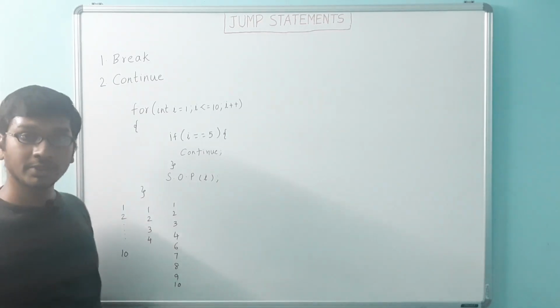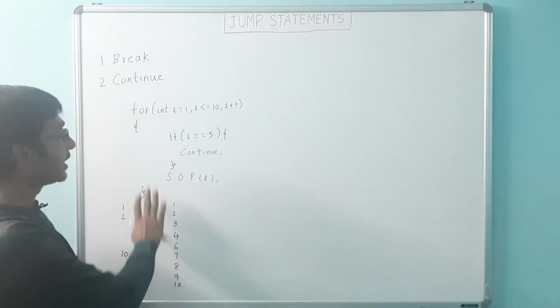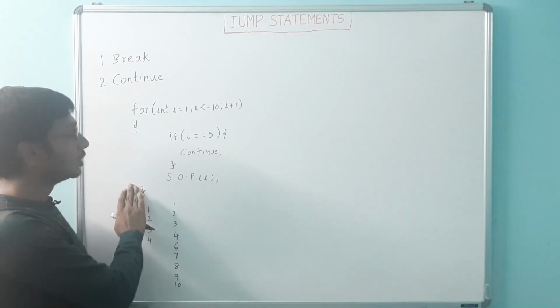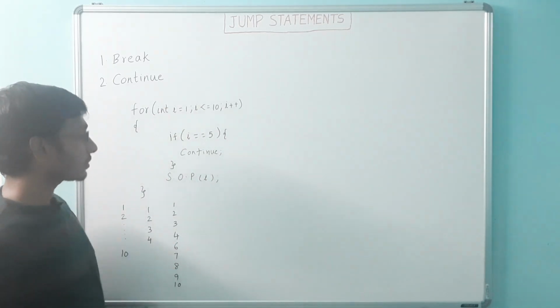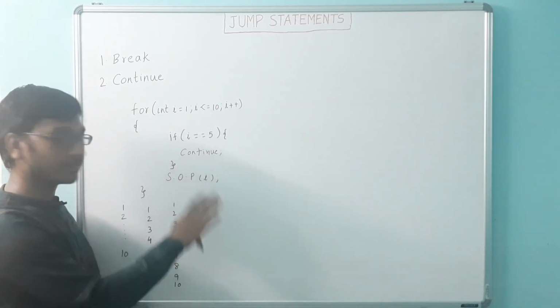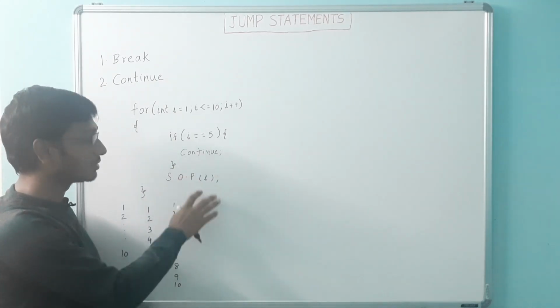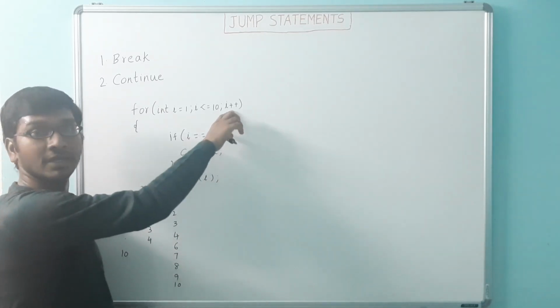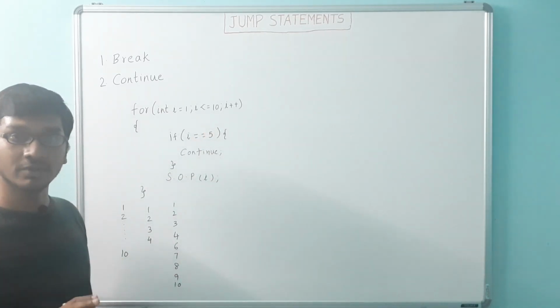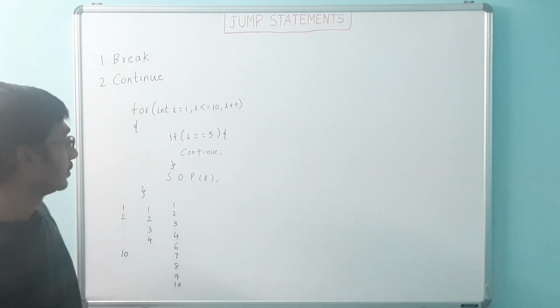To keep it short, you can see break actually breaks the loop, the immediate loop, even though the condition is true. Continue skips the execution of the statements below it and skips only that iteration and jumps on to the next iteration. This is the main difference between break and continue.